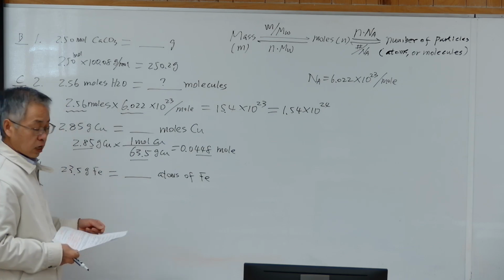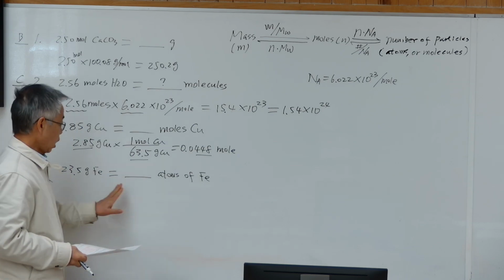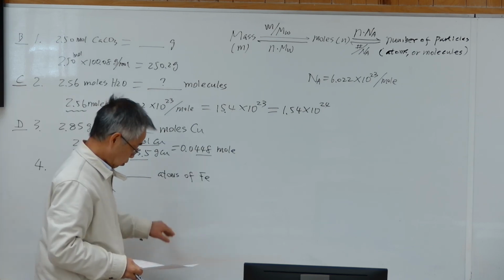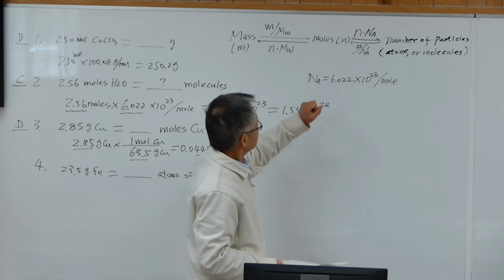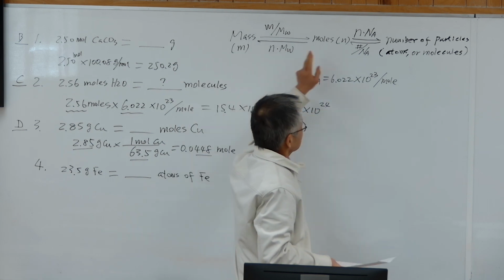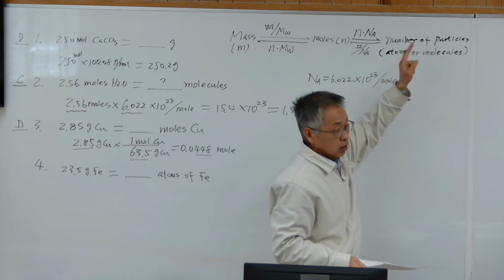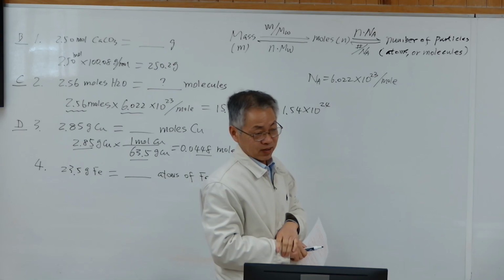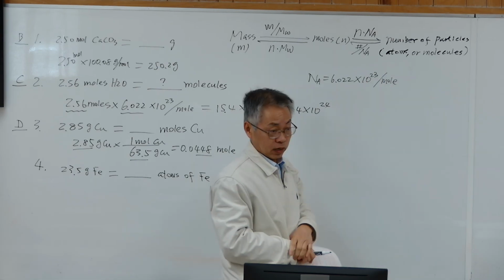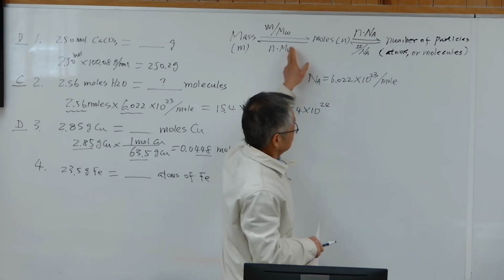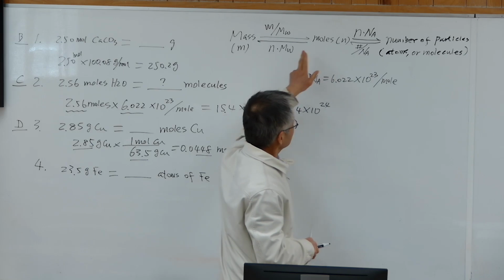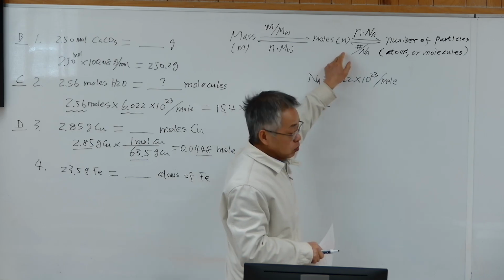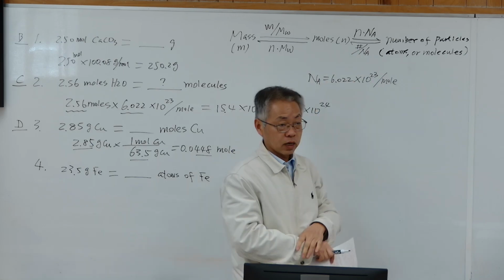Right, so this time they tell you the mass and ask you how many atoms of iron. This is the number of atoms. So this time you need two steps: from mass to moles first, then from moles to number of atoms.